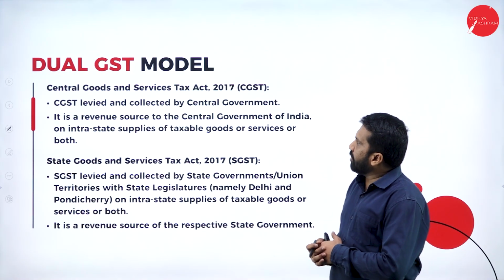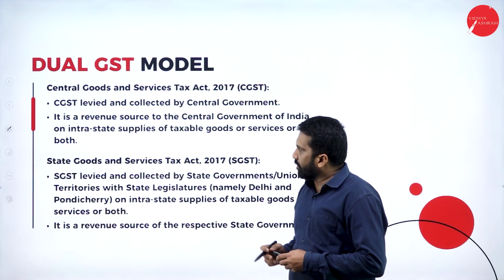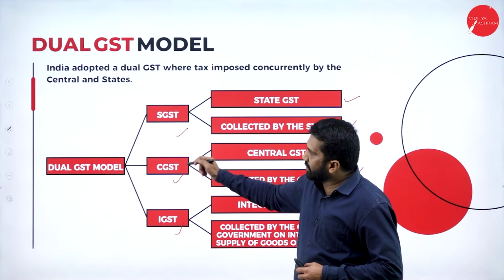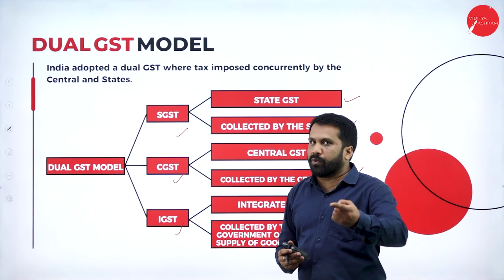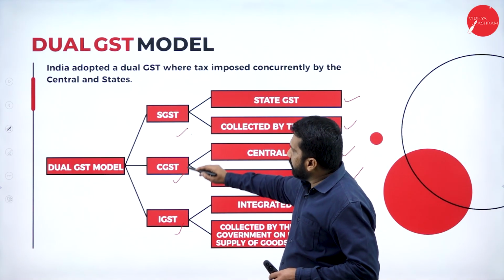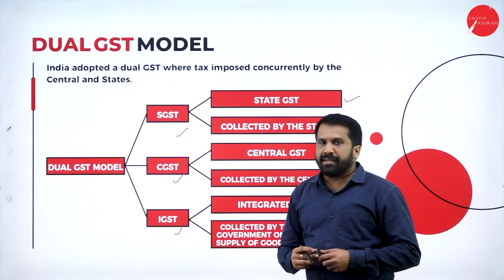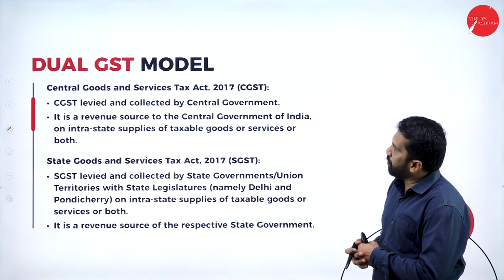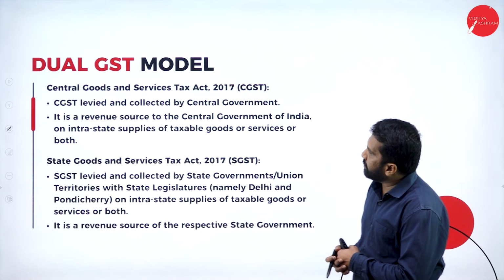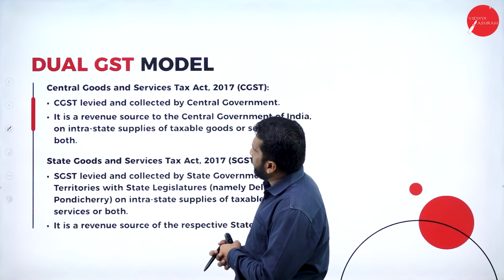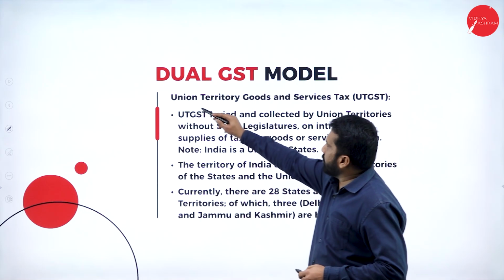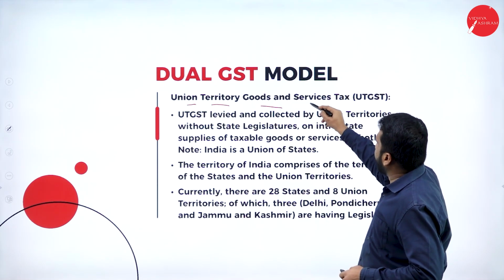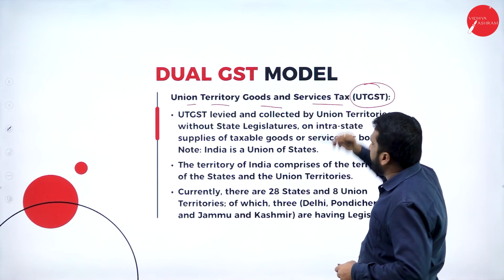Then the dual GST model, as I told you, what is the dual GST model? I'll come back to this. This is called dual. Dual means more than one. We have SGST, CGST as well as IGST. So these are the dual GST model. Central Goods and Service Tax, CGST, and IGST. Union Territory Goods and Service Tax, UTGST.